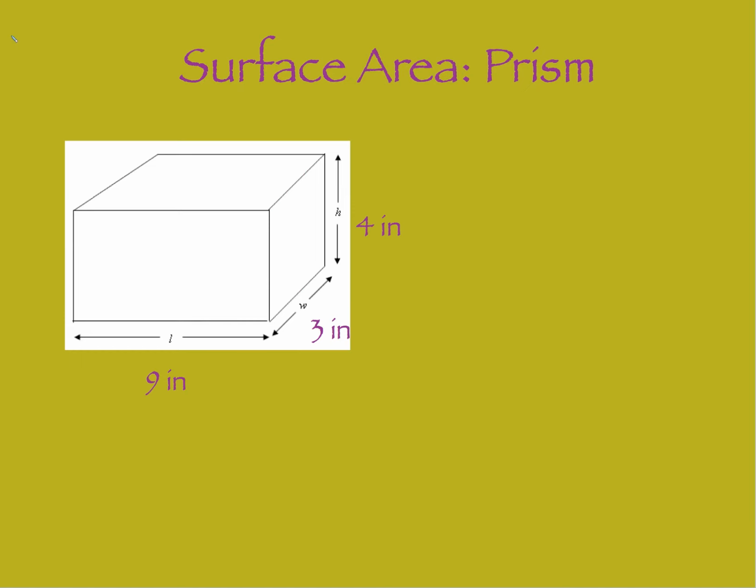So let's look at an example here. We have a 9-inch by 3-inch by 4-inch rectangular prism. First, let's find the area of the top and the bottom. So in order to do that, we would multiply 9 times 3.